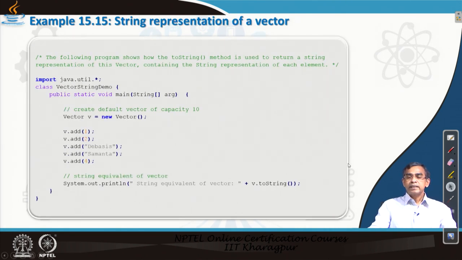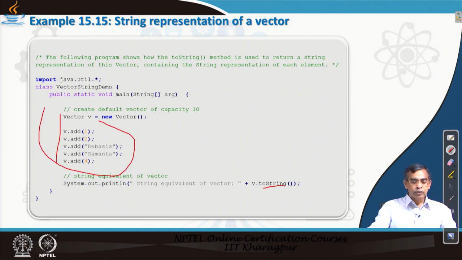Then string representation, toString method you can use. So, this is basically creating a vector and then calling the toString method, that means all the elements that are there will be converted to string and then printed.